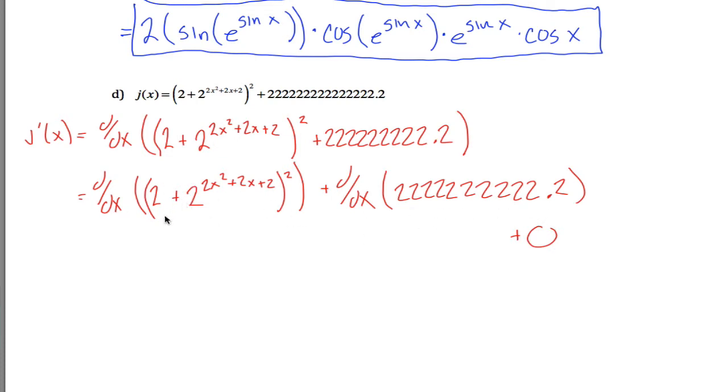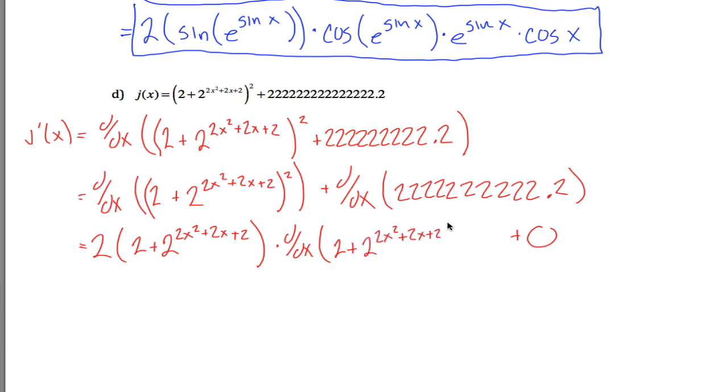Well, for this derivative, I have to use the chain rule. The outermost function is something squared. So I bring that 2 down in front, and I multiply that by everything inside these parentheses: 2 plus 2 to the 2x squared plus 2x plus 2. Now it's to the 1 power instead of to the 2nd power. But then I'm not done. I have to multiply that times the derivative of everything left inside the parentheses. And then this plus 0 is from the derivative of a constant. So I'm making some progress here.